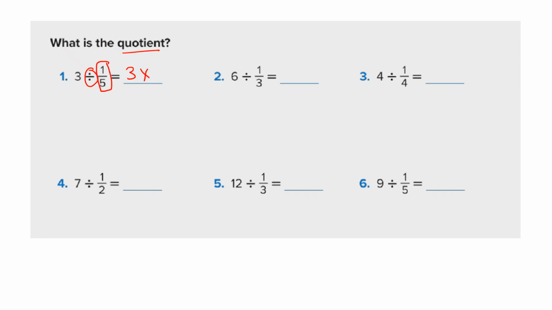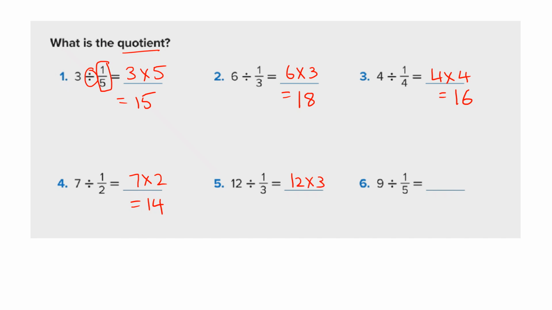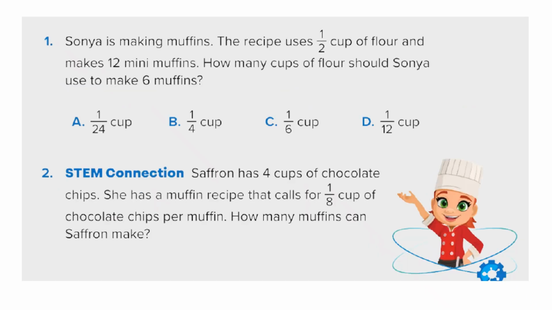5 comes up, 1 comes down. So 3 times 5, answer is 15. Similarly here, 6 times, now you change division to multiplication, flip, 18. 4 times 4, 16. So same rule I'm using for all the questions. 7 times 2, 40. 12 times 3, 36. 9 times 5, 45. So these are your answers. You can check. Okay, now let's solve some of the word problems.